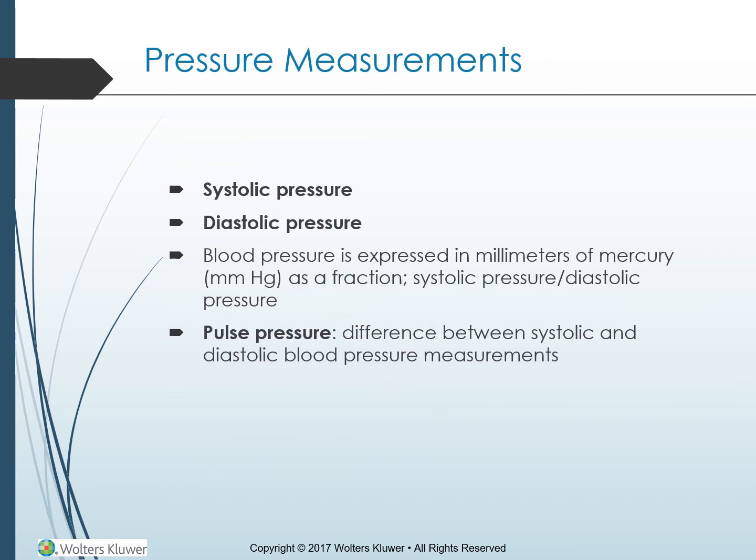Pressure measurements are systolic and diastolic pressures. Blood pressure is expressed in millimeters of mercury, mmHg, as a fraction, systolic pressure over diastolic pressure. Pulse pressure is the difference between systolic and diastolic blood pressure measurements.